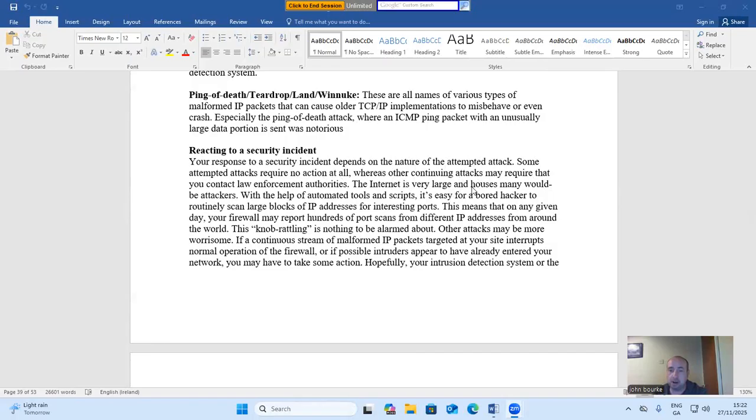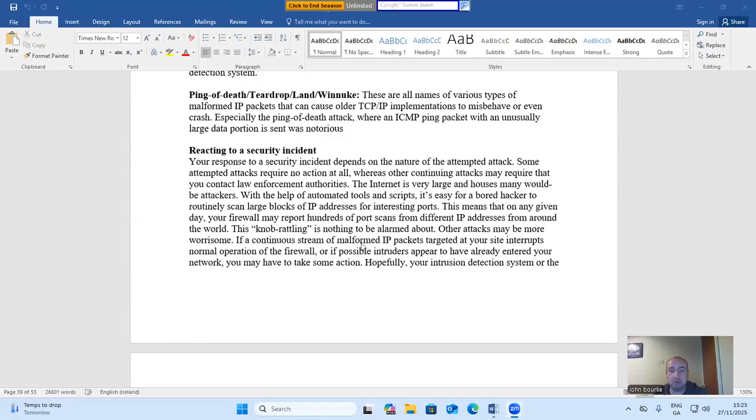The internet is very large and houses many would-be attackers. With the help of automated tools and scripts, it's easy for a bored hacker to routinely scan large blocks of IP addresses for interesting ports. This means that on any given day, your firewall may report hundreds of port scans from different IP addresses from around the world. This knob rattling is nothing to be alarmed about. Other attacks may be more worrisome.